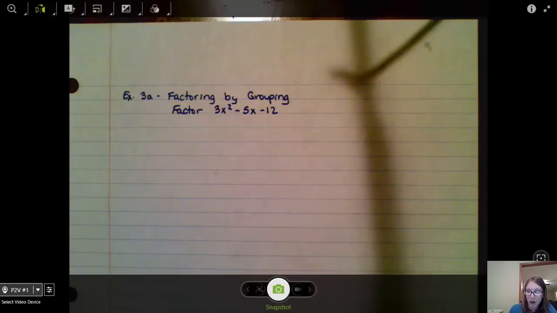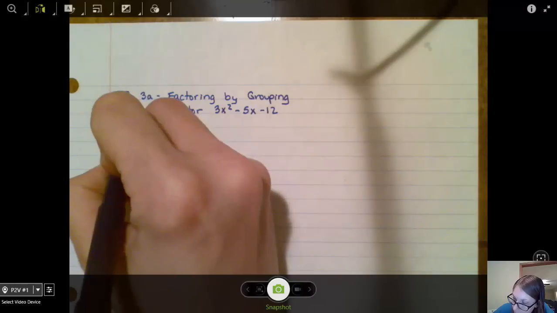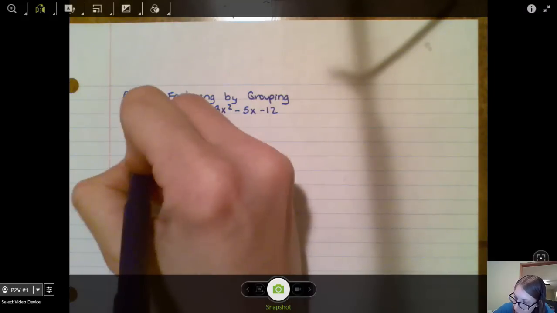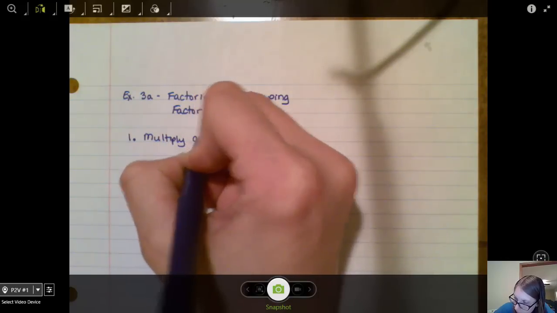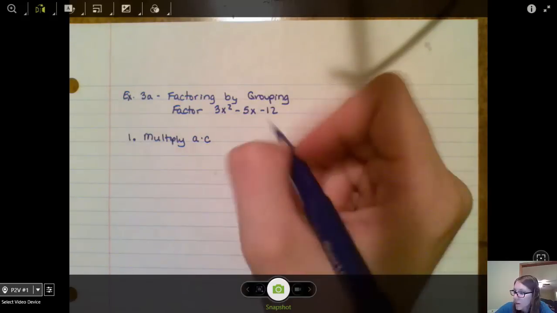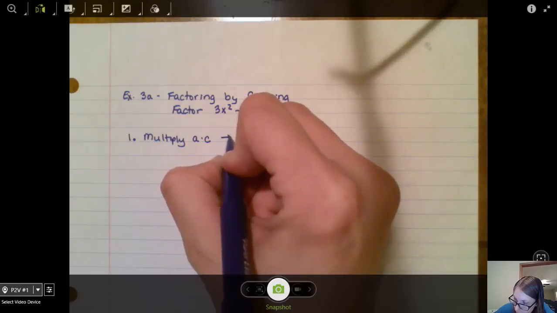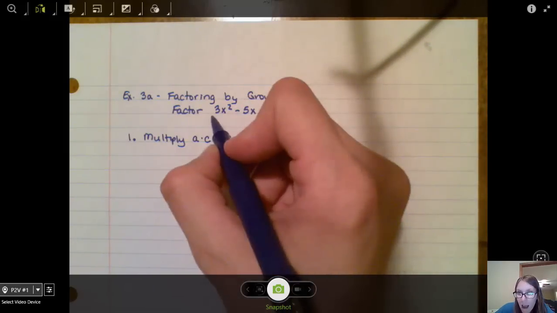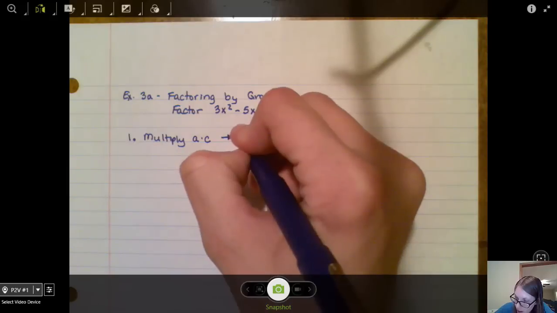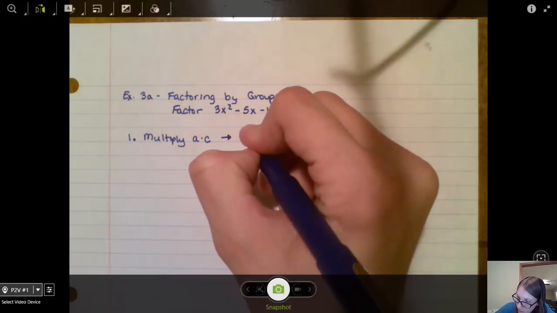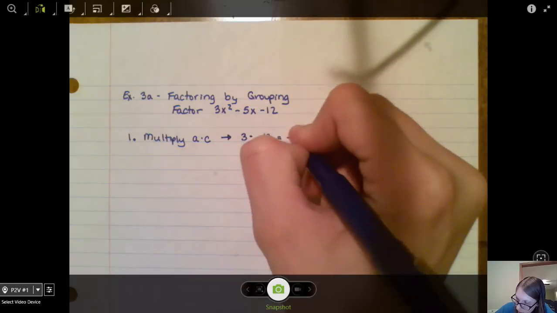All right, well, our first step for factoring by grouping is to multiply A times C. And A times C, just like when we were trying to graph parabolas in standard form, A is our number in front of the x squared, C is our number at the end. So A times C is 3 times negative 12, which gives us negative 36.